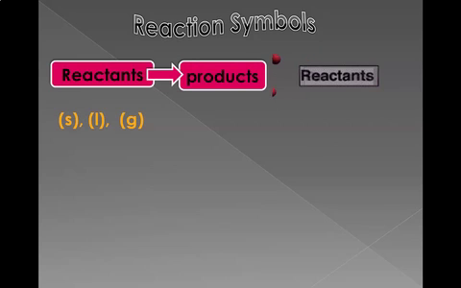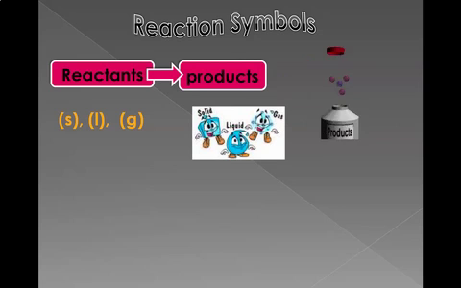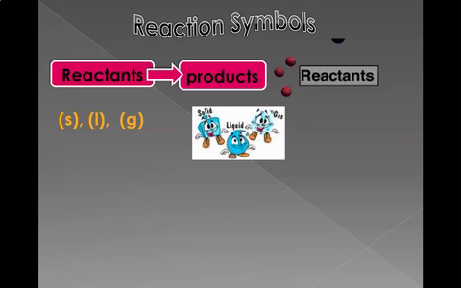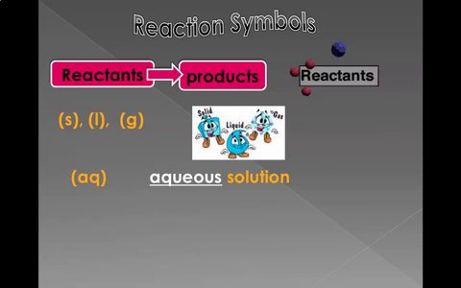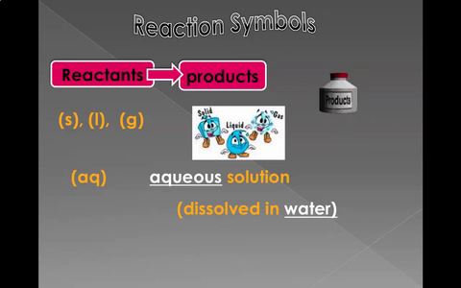Some of the symbols you might see are an S, L, and G, and that stands for solid, liquid, and gas. We like to know what form we're using our reactants or our products in. We also might see an AQ in place of SLG, and that stands for aqueous solution. And what that means is that it's been dissolved in water. So like if you had salt water, you could write NaCl for salt and then AQ for aqueous.